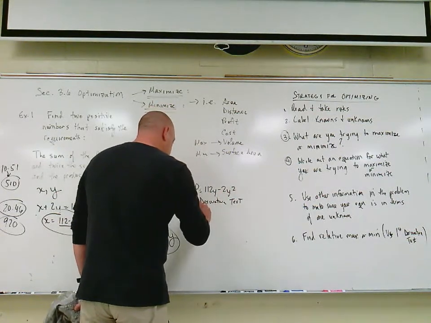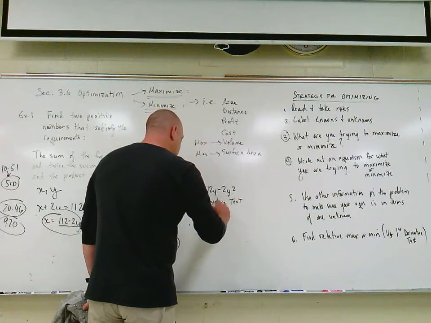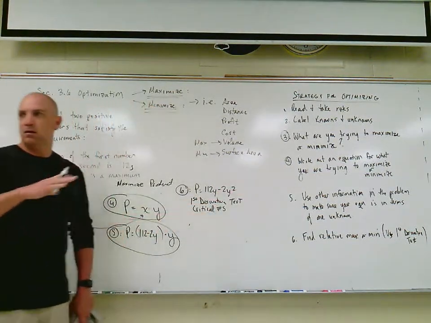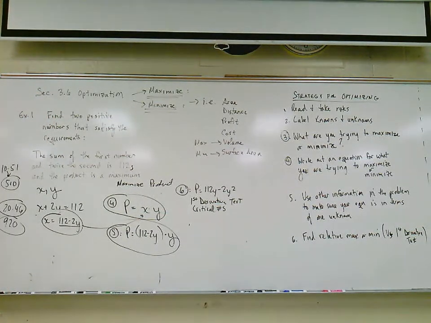Remember all the steps. You need your critical numbers, right? So you got to take the derivative, set it equal to 0, put it on the number line, and you should get a value for y, and then you should see if it actually does produce a maximum there. So just do your first derivative test for that equation now.